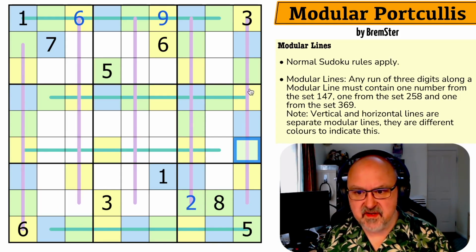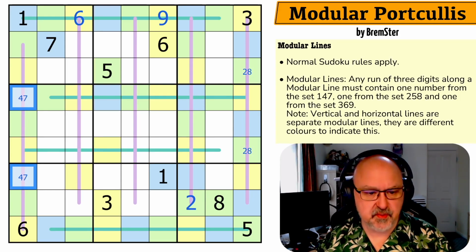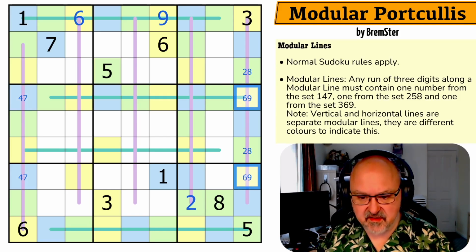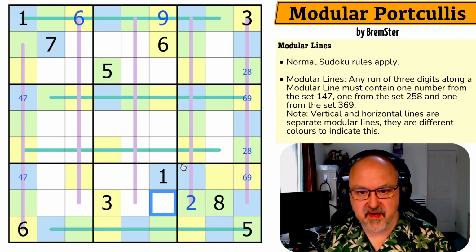So these are 2 and 8. These are 4 and 7, because blue is 147, green is 258, and these are 6 and 9. Oh, this is yellow, because that's all that's left in the box. This sees all 3 green in the row and all 3 yellow in the column, so this is blue.